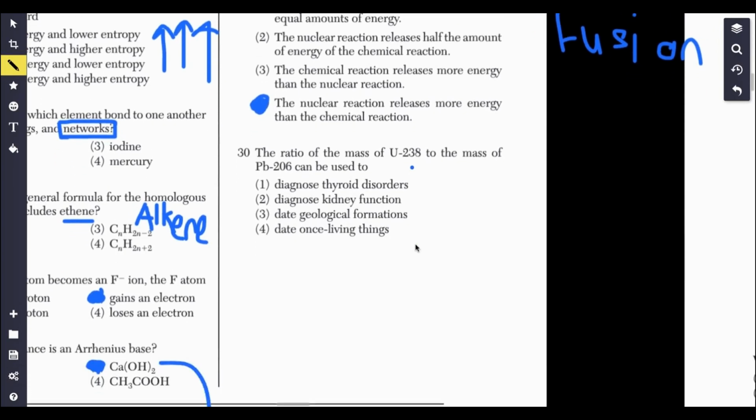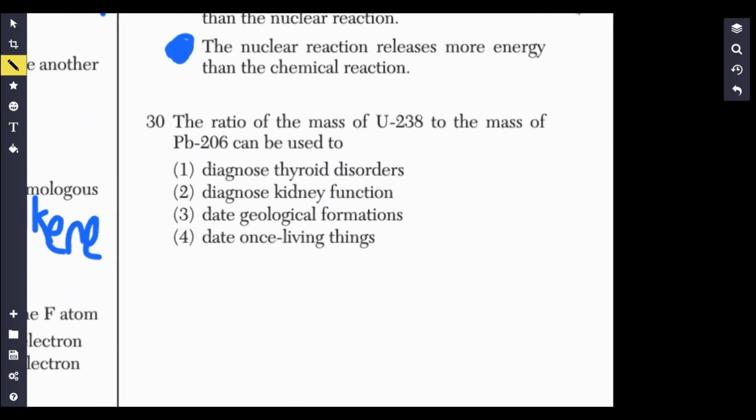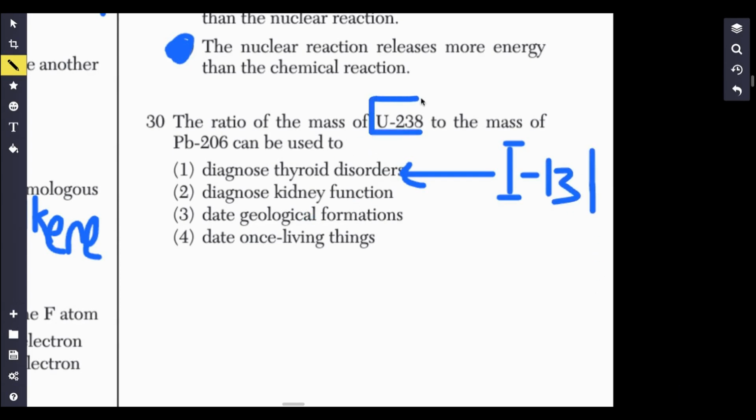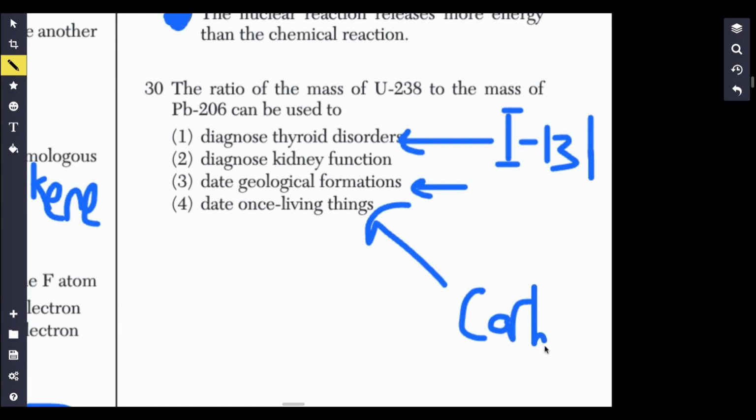The ratio of the mass of, oh man, you have a couple of isotopes. You have to know what they do on the Regents. This is one of the annoying ones. Diagnose thyroid disorders: I'm pretty sure that's iodine-131. A lot of isotopes can be useful because when they decay, they can do certain types of stuff. Dating geologic formations, actually number 4, I'm pretty sure this is carbon-14 dating.